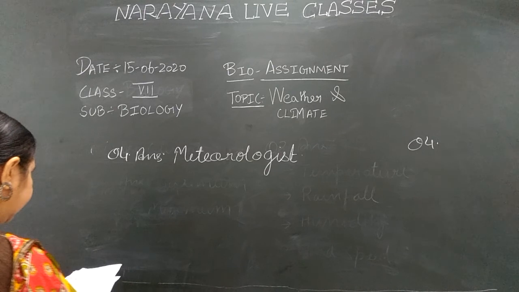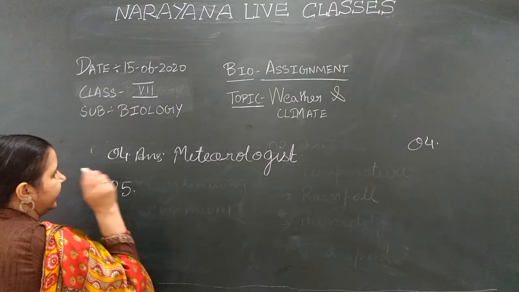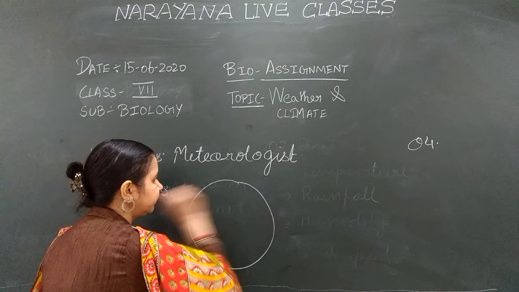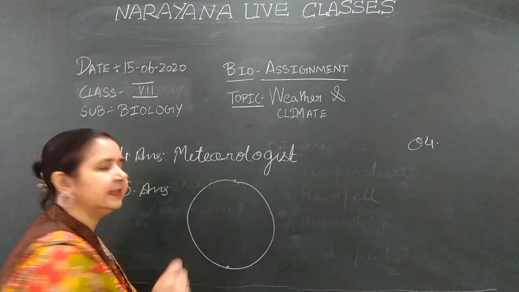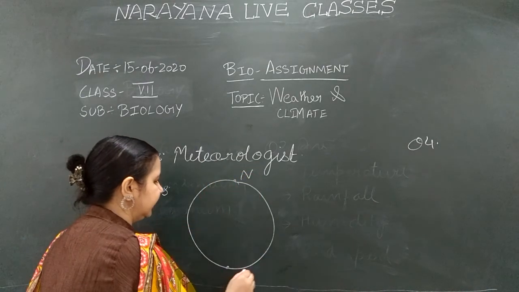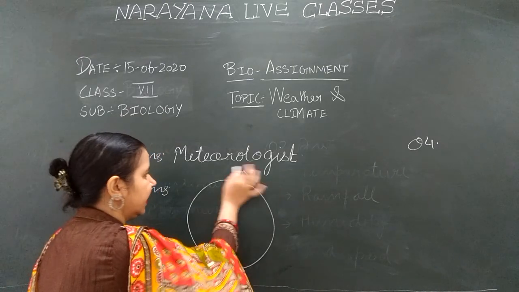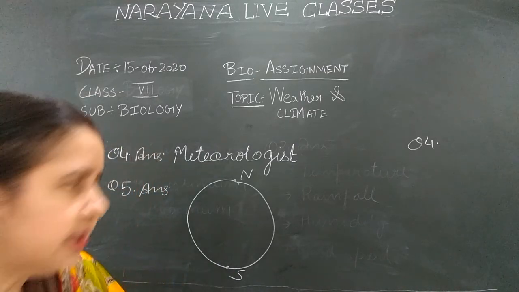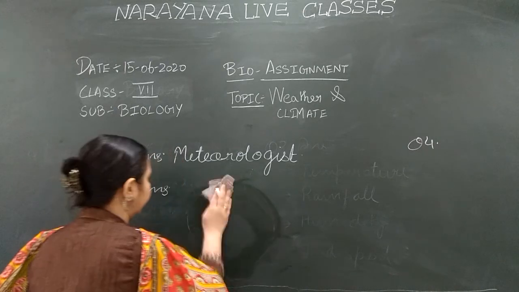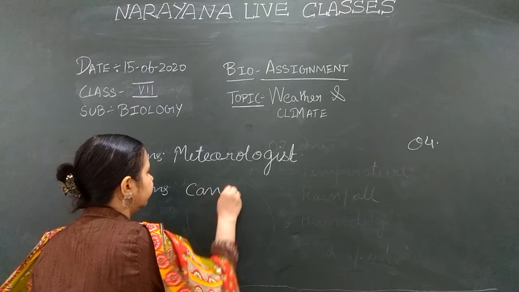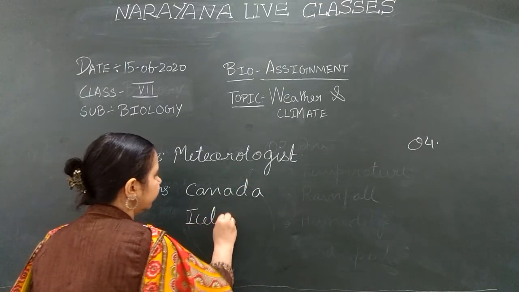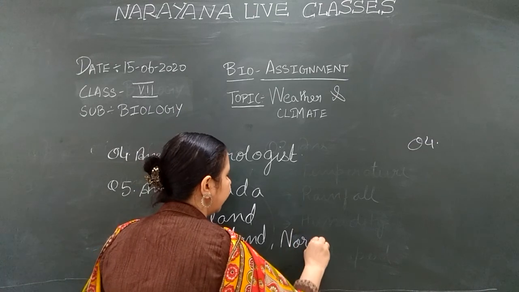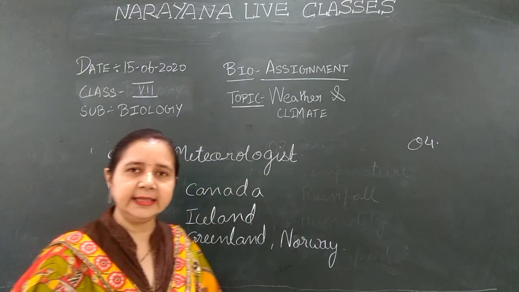Now, the fifth question is, name two countries in the polar region. As we know, what is meant by the polar region? The regions which are present at the poles. This is the North Pole and this is the South Pole. So, the countries which come under these two regions of the North and South Pole are known as countries in the polar regions. The countries present in the polar region are Canada, then Iceland, Greenland and Norway. These are the major countries in the polar region.